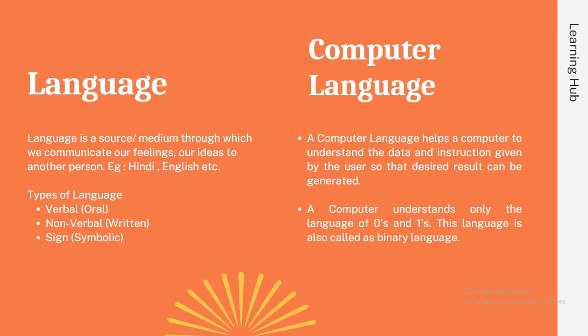A computer understands only a language that is written in 0 and 1 form. The content and data written in 0 and 1 form, the computer can understand only this language. This language is known as a binary language. That means a computer can understand only a binary language.